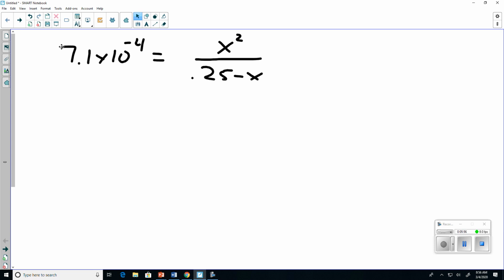And hopefully this looks familiar to us. You have two options at this point. You can multiply both sides by 0.25 minus X to get rid of that in the denominator, and then get everything to one side, and now you are using the quadratic formula, which you don't want to do.